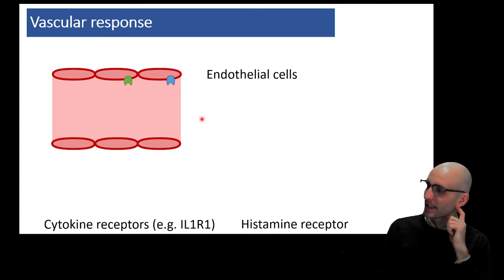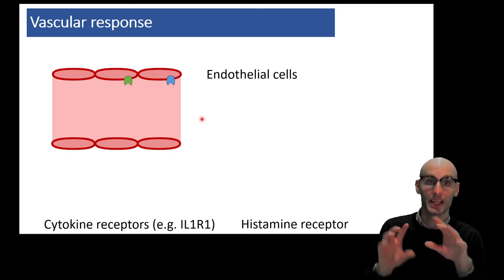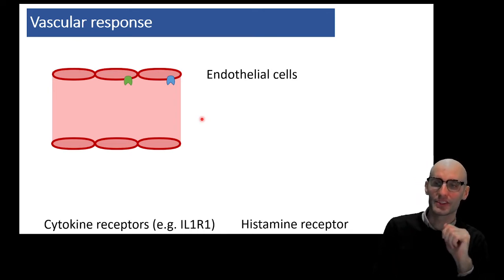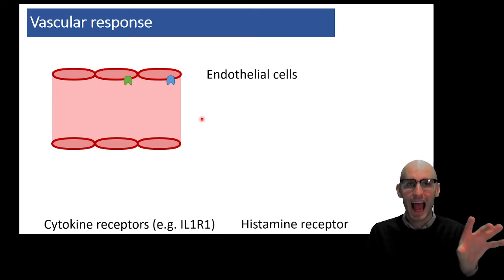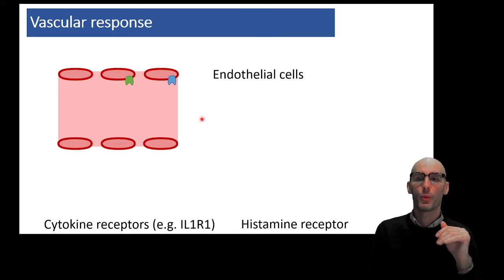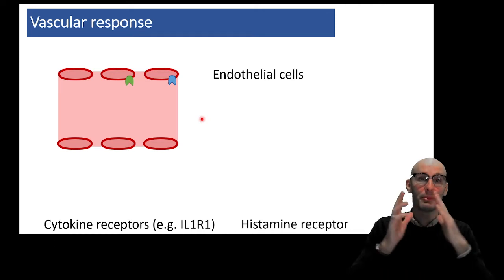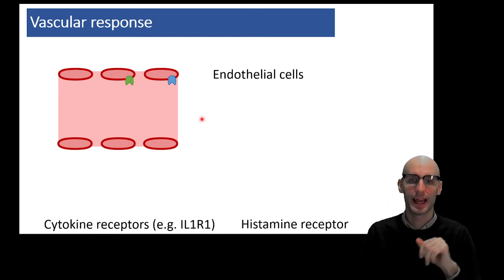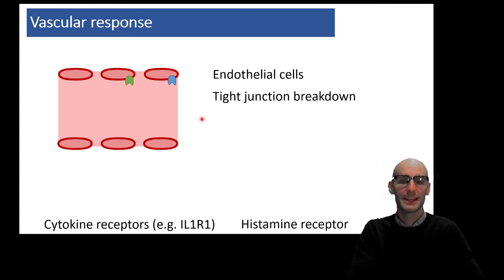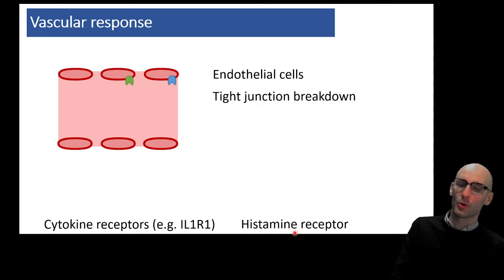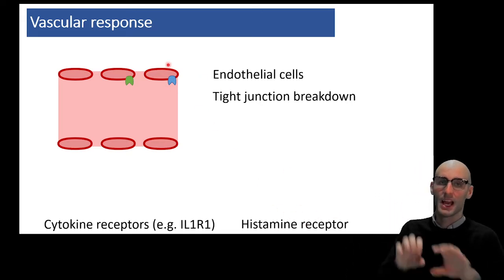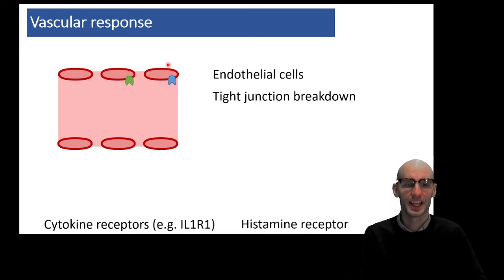Another thing happens if you activate the receptors. This time we're just looking at a capillary, which is just those single layers of endothelial cells. This is after the arteriole. If we activate those receptors, we get a breakdown of the tight junctions and we get gap formation in between our endothelial cells. So we get tight junction breakdown after we get cytokine receptor activation. Another important one is the histamine receptor, which does this too. The histamine receptor causes that breakdown of the tight junction.